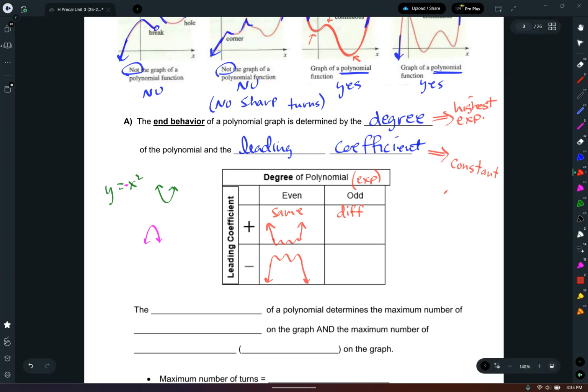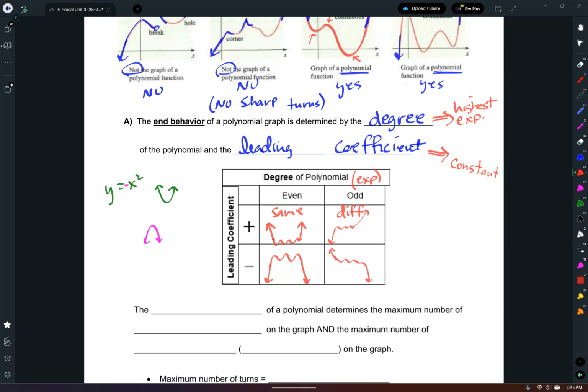However, if it's an odd degree, like a cubic or something to the 5th or something to the 7th, then we know that the ends are going in opposite directions. So if it's a positive leading coefficient, it's down on the left, and who knows what happens in the middle, and then it's up on the right. Whereas if it's a negative leading coefficient, it's up on the left, and who knows what happens in the middle of the graph, and then it goes down on the right.